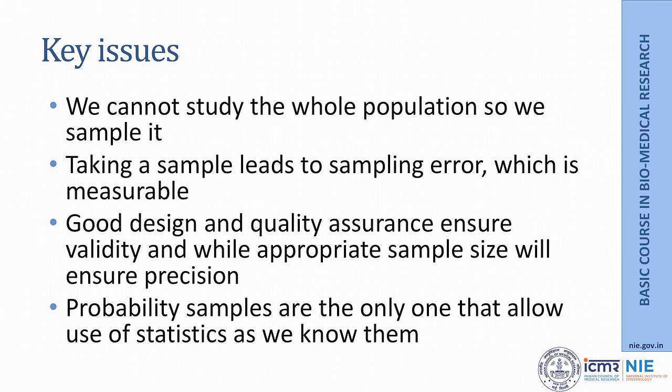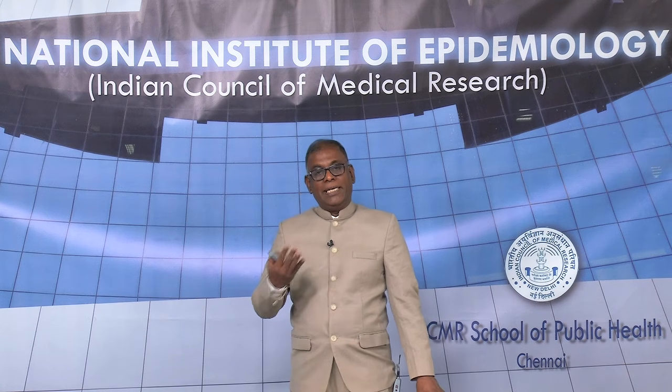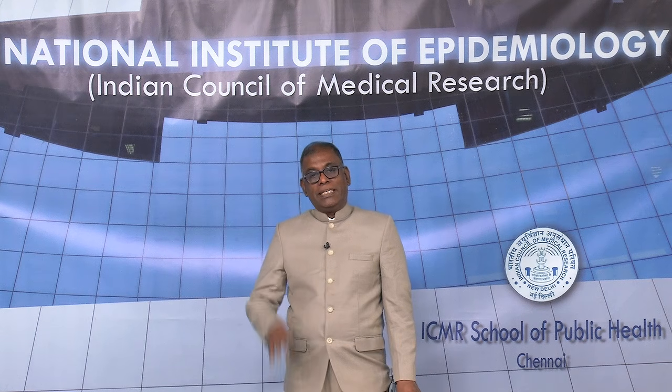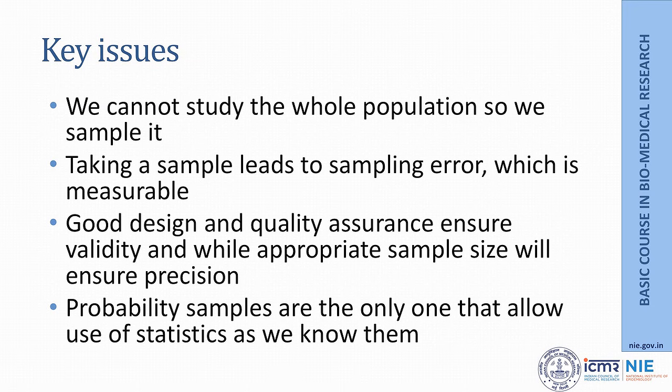Some of the key issues that I would like to bring to you are: we cannot study the whole population, so we sample it. Studying the whole population could result in inaccurate results. Taking a sample leads to sampling error, which is measurable, and we do not have a measure for non-sampling error, whereas we have a measure for sampling error.